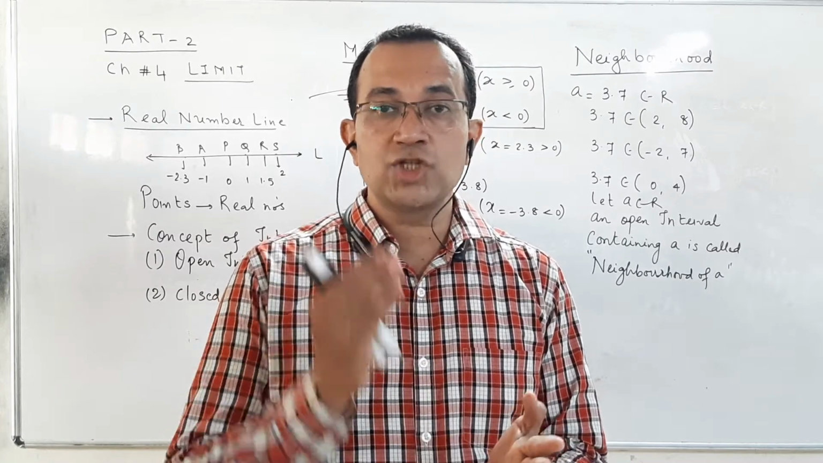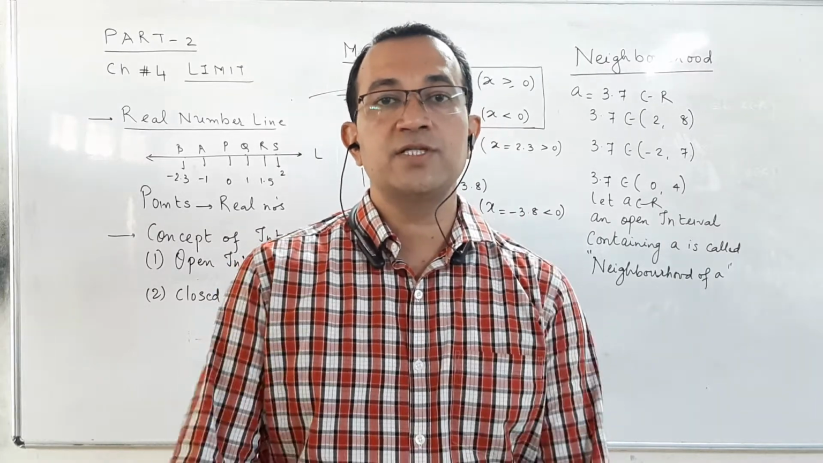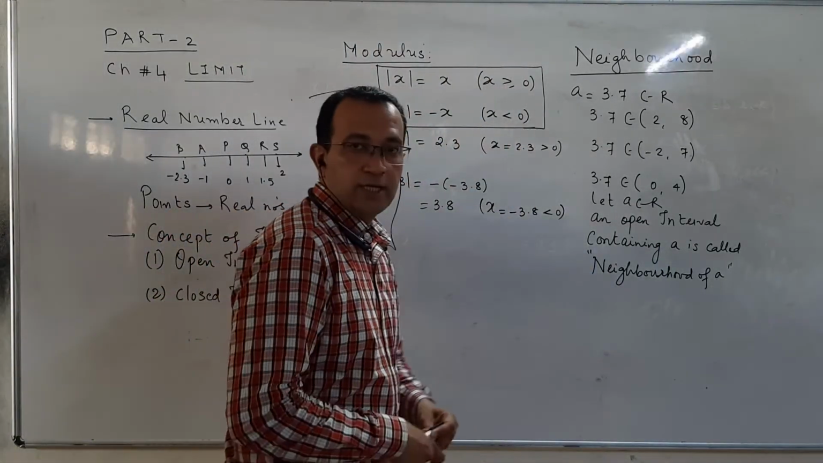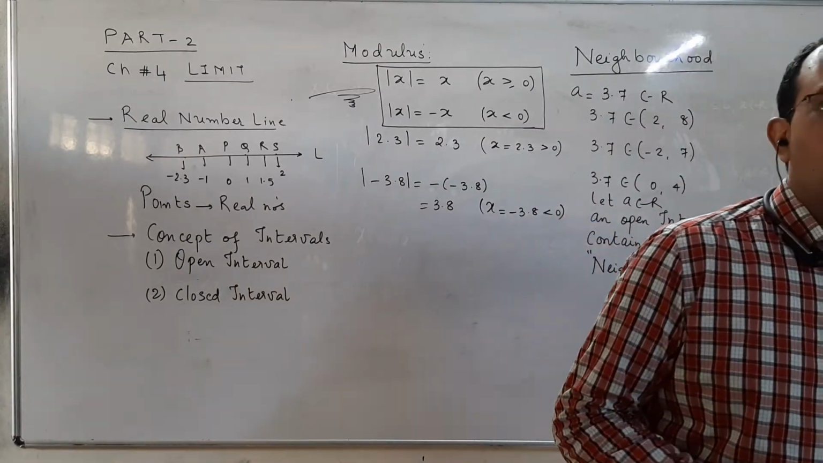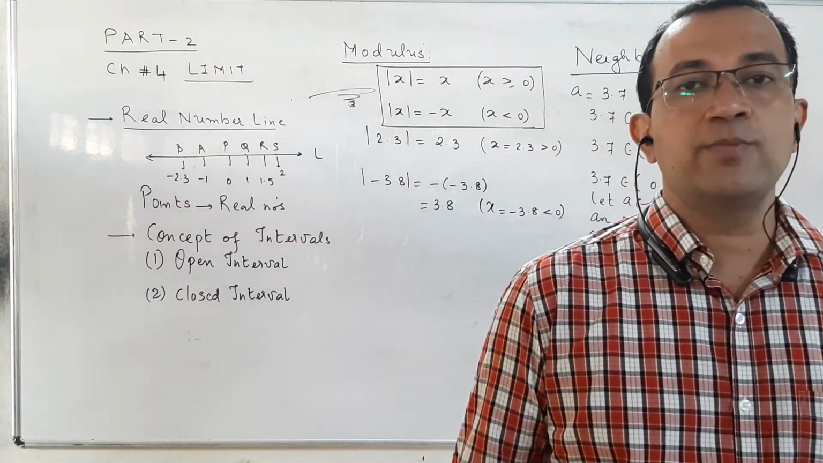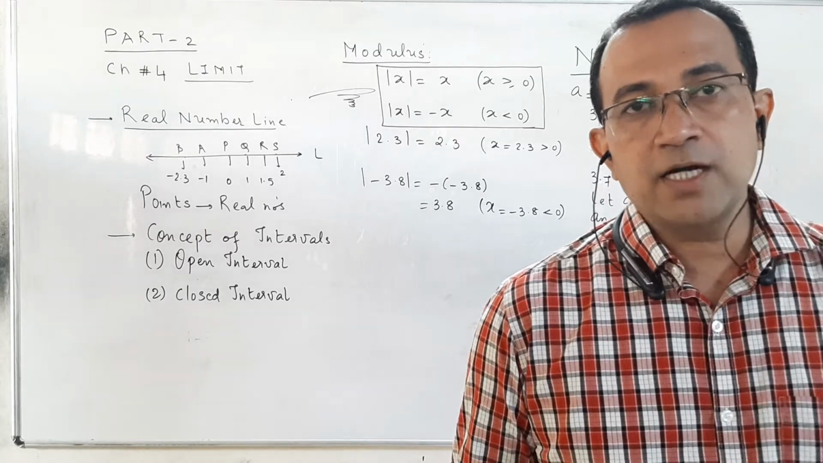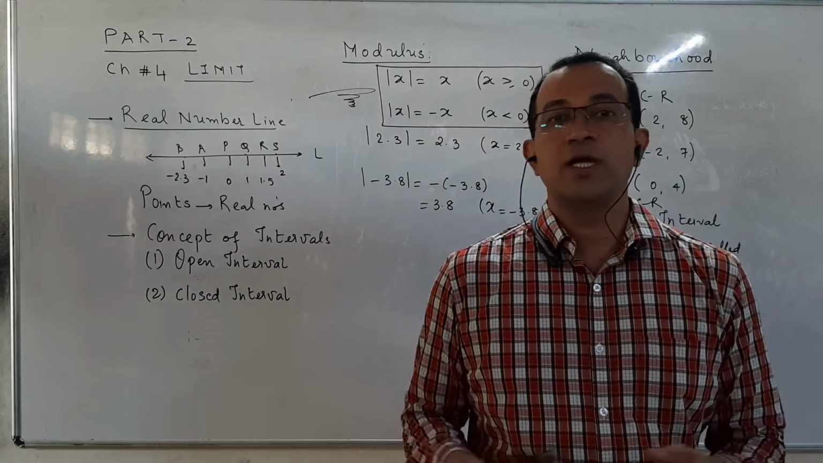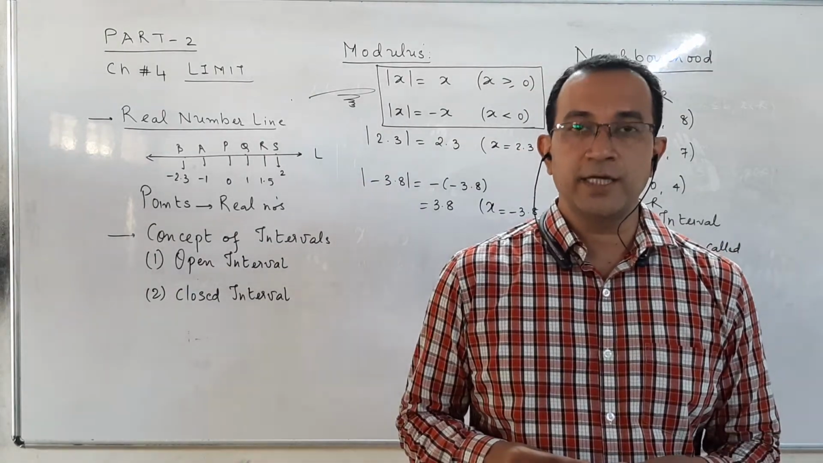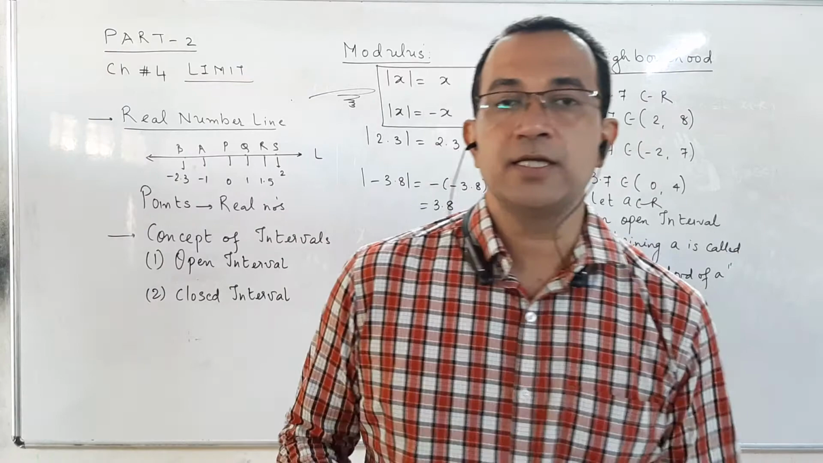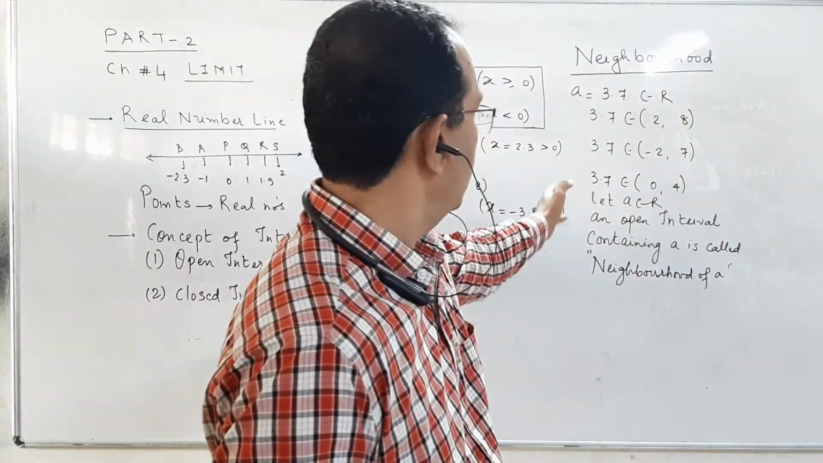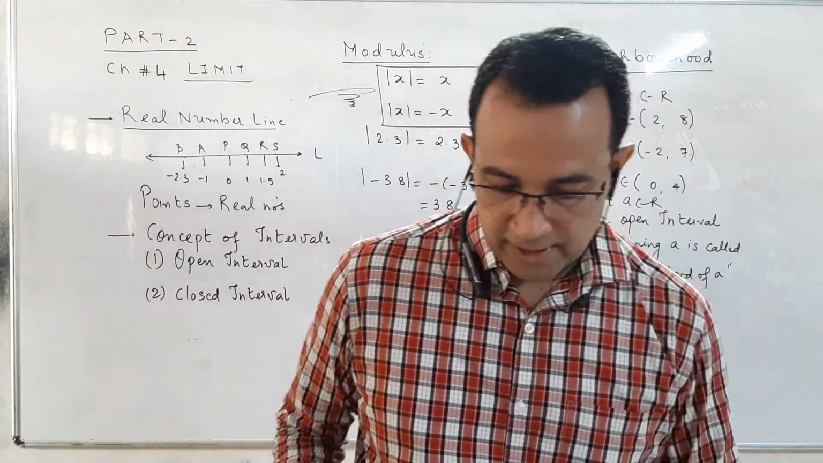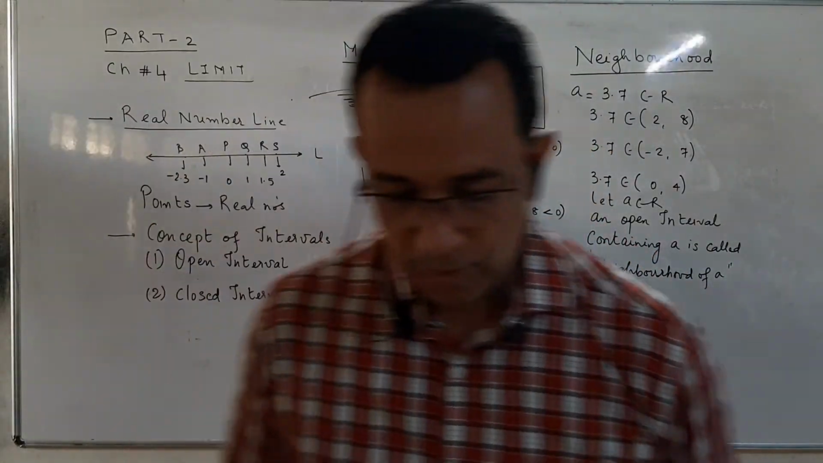According to the definition, neighborhood is always which type of interval? Open interval. Once again, what is a neighborhood? Let A be any real number. Any open interval containing A, students, is called a neighborhood of A. Theoretically, one real number A has infinite number of neighborhoods. True or false? True. I can write infinite number of open intervals containing the real number 3.7 as per our example. Clear, students? So one has to be very careful in defining neighborhood.